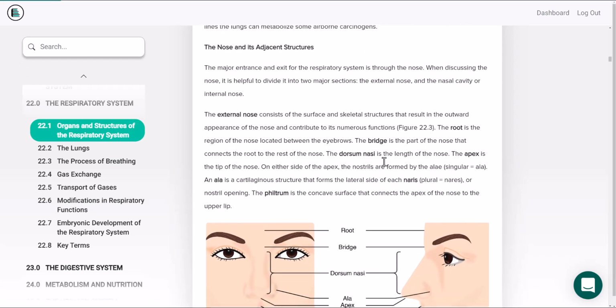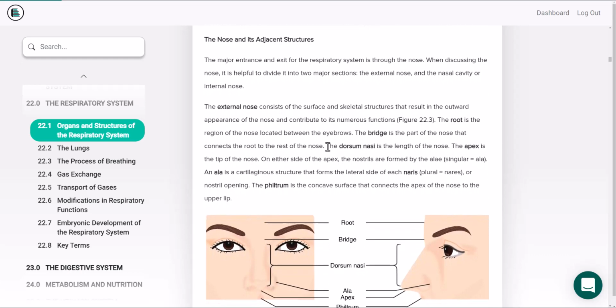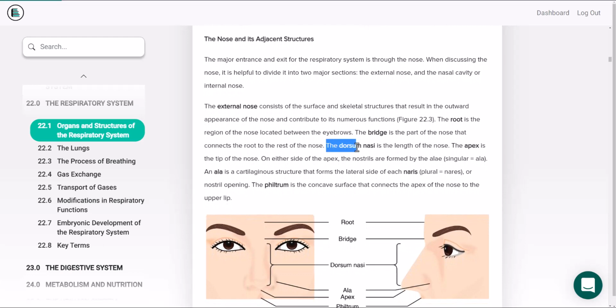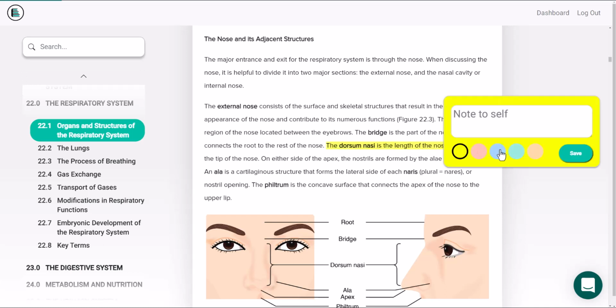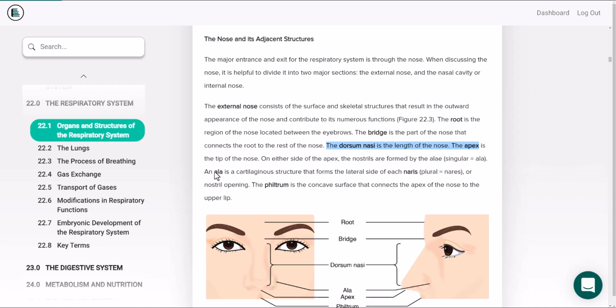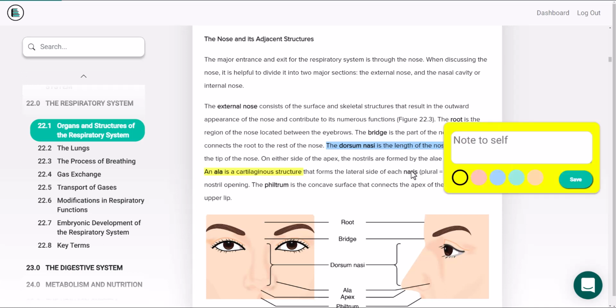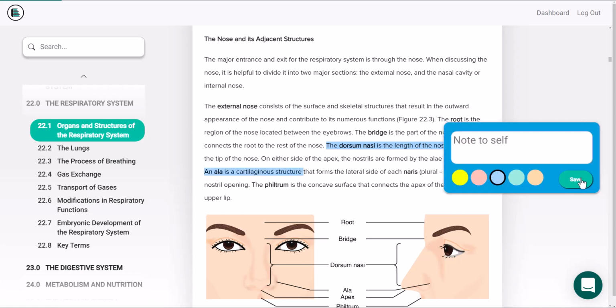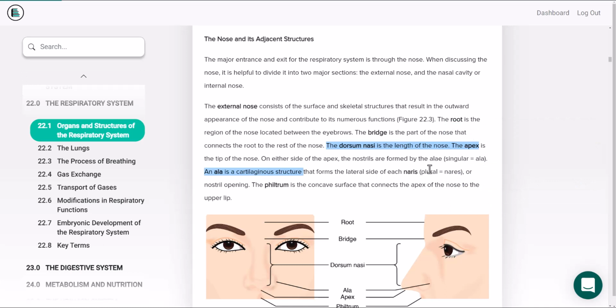I'm not going to worry about a couple of things here. So the dorsum nasi, the apex, I'm not going to worry about those terms, okay? So let's not worry about those. Let's put those in blue. And I'm not going to worry about the ala either, okay? Not going to worry about the ala. But I do definitely want you to know the nares. And the nares are simply the nostril openings going up into the nasal passages.